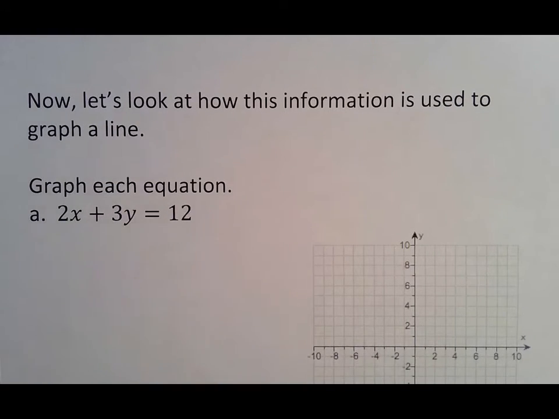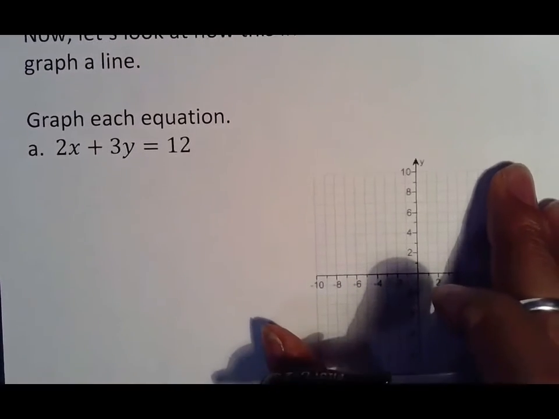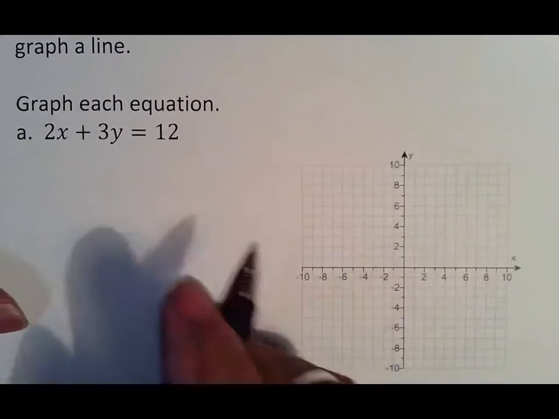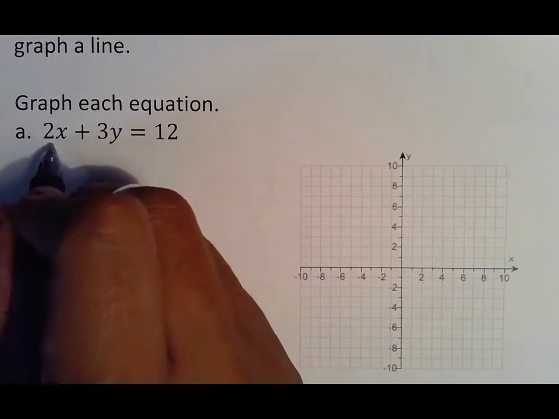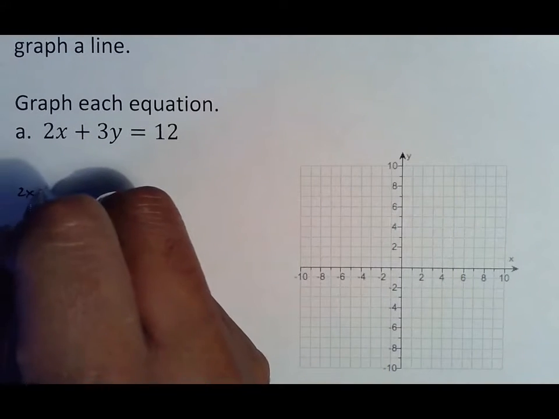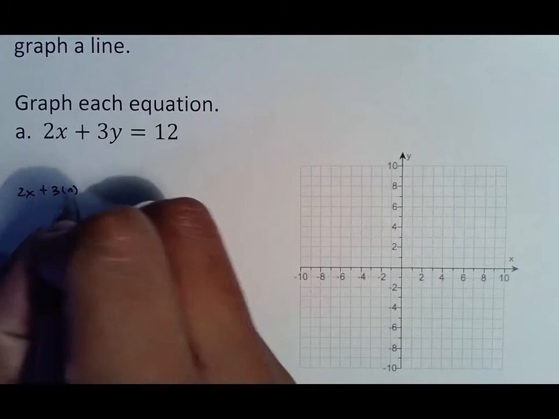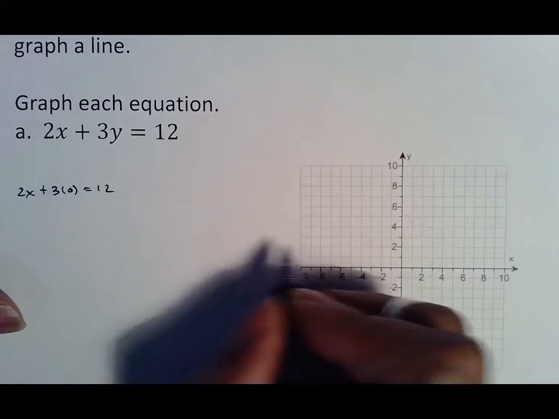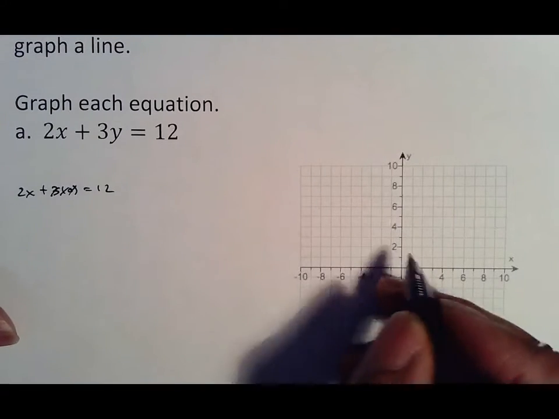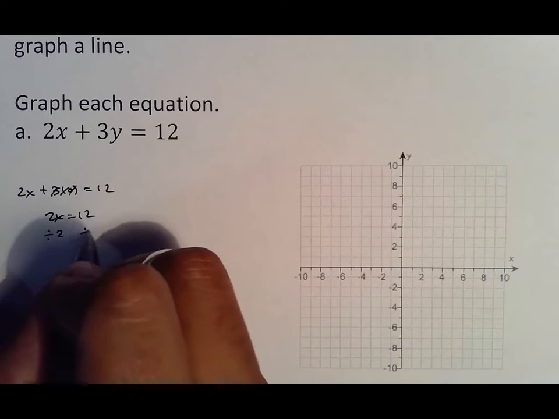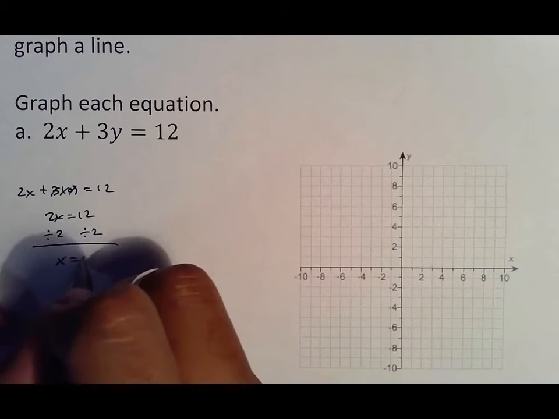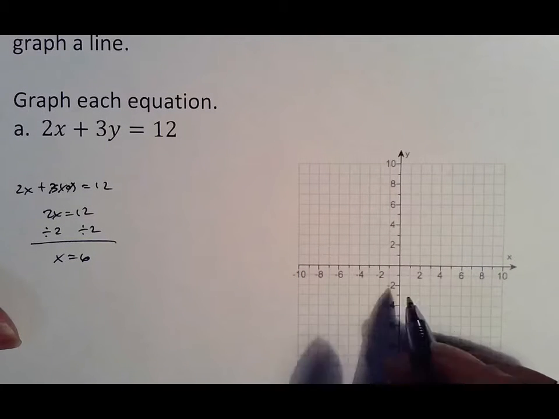Now let's look at how this information is used to graph a line. So here's what we are going to do. You're going to have an equation and it's going to say graph it. And so what you're going to do is take this equation and find your x-intercept by plugging in 0 for y. That goes away. 2x equals 12. Divide by 2, x equals 6.